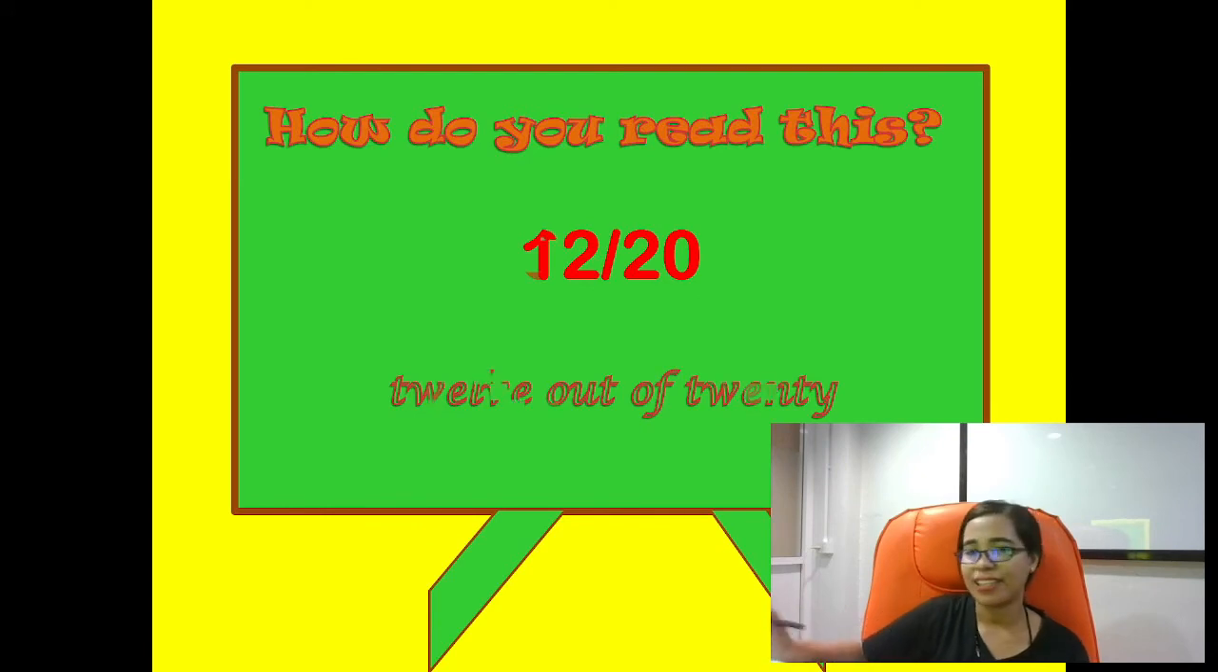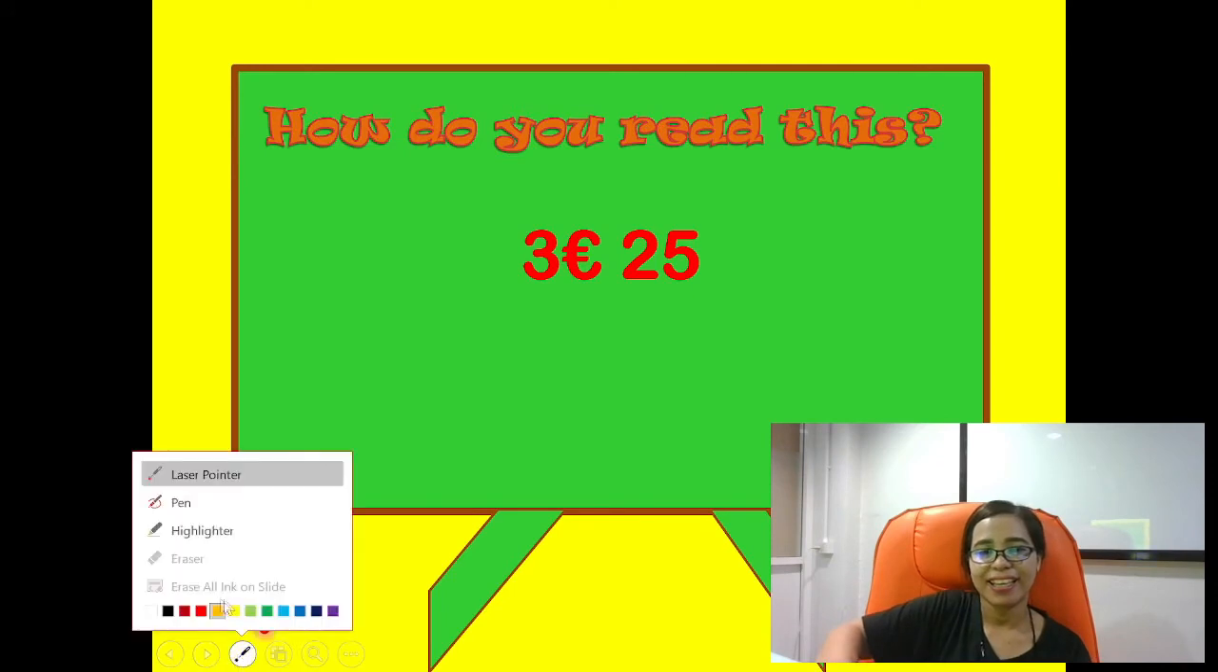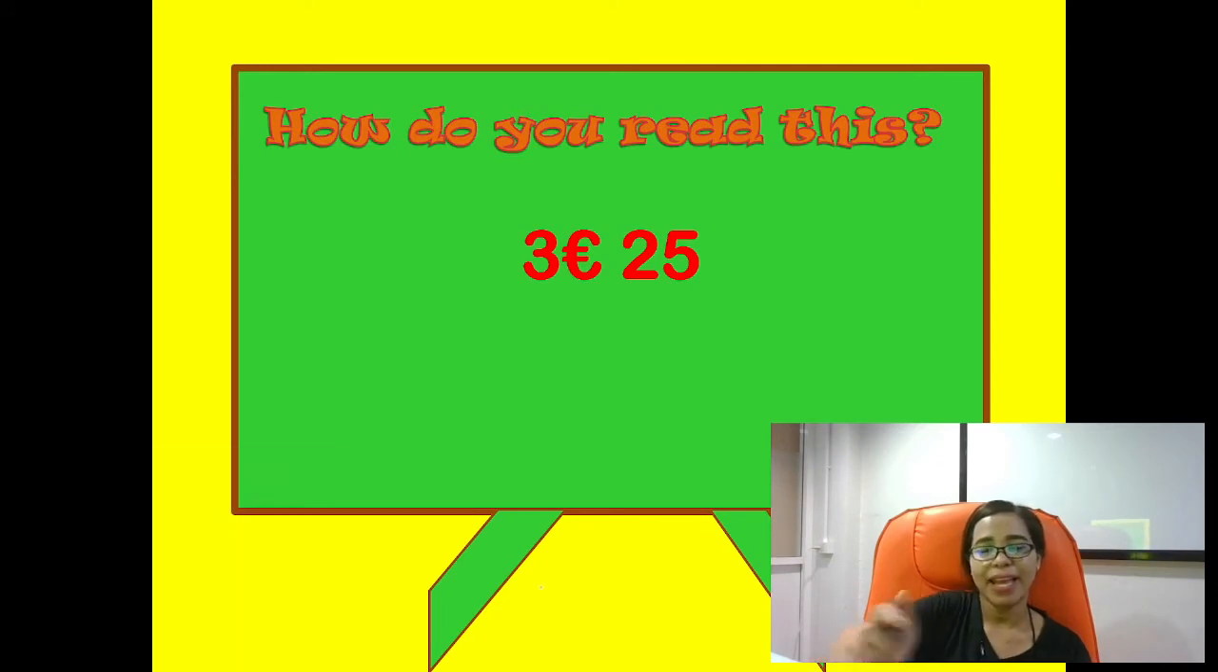Okay, let's go to another page. Okay, so we are talking here about money, everyone. Okay, so let's use our pen. So how do you read this? Okay, so take a look. We have here 3. So there it goes. 3.